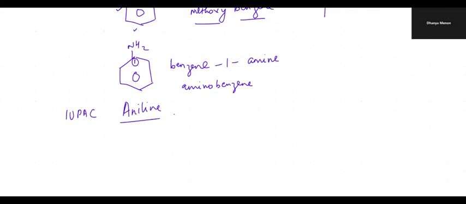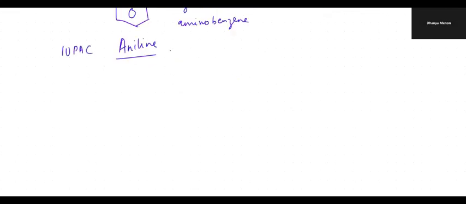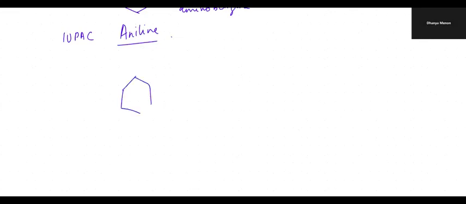Okay. Now, the next, if you have two OH groups, okay, you have benzene, first position and second position. So 1, 2, diol. Right? You can also write it as benzene 1, 2, diol.